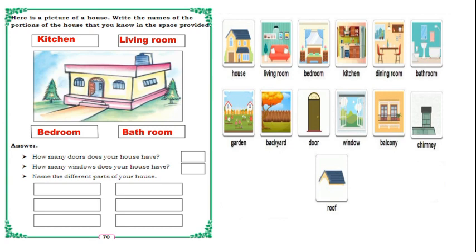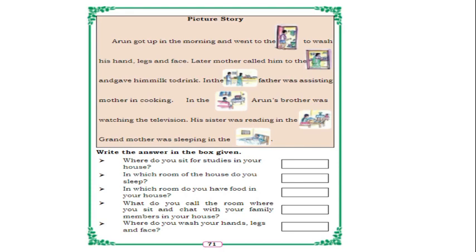So here we should write four names of the house. So I will write kitchen, living room, bedroom, bathroom. So if you have your own choice, you can write here. Okay. And down, how many doors does your house have? How many windows does your house have? Name the different parts of your house. So you should observe your house, and you have to write the number of doors, number of windows, and number of different parts of your house in the box, children.